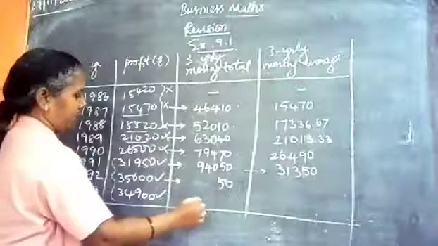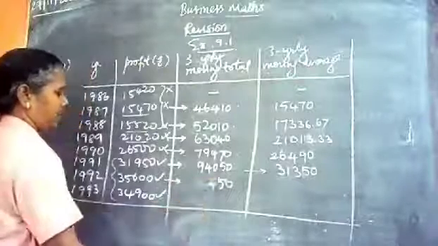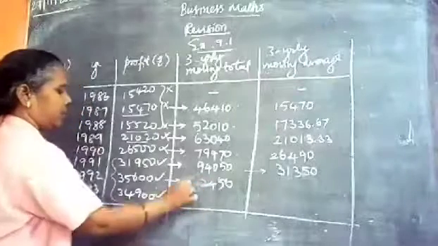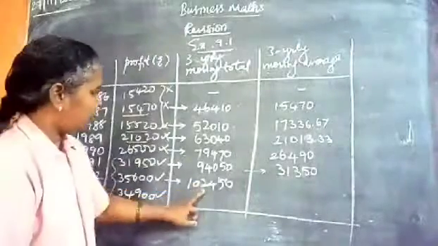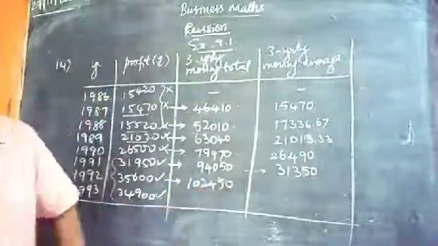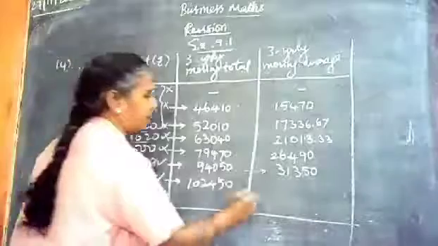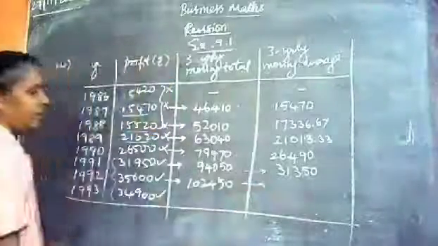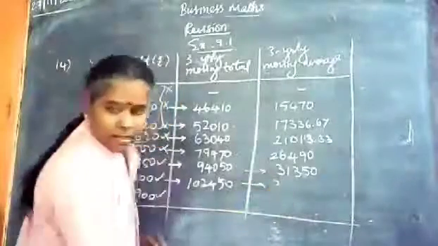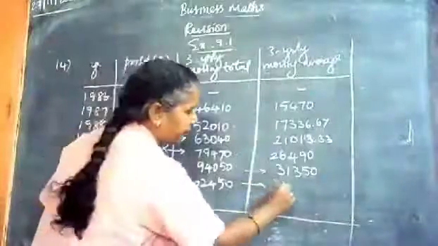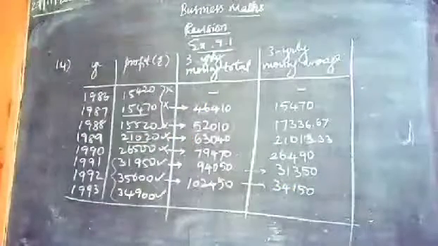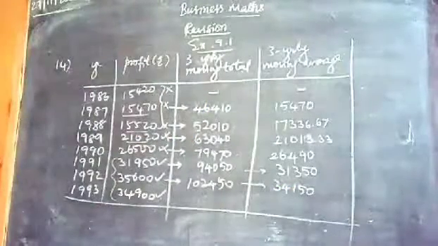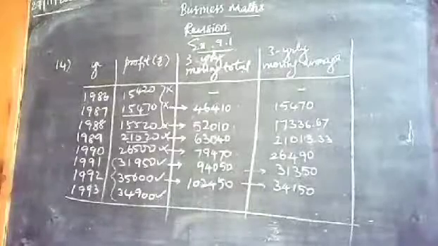Okay, now 18, 24, 2, 10, 12, 1, 10,000, 24,000, 1 lakh, 2,450. Yes, miss. Divided by 3, 4,150, miss. 34,000. Yes, miss. Now you won't get the answer in the last line. What is the last line?